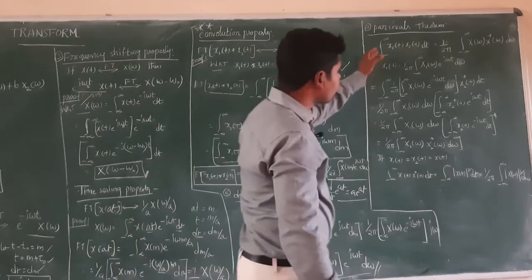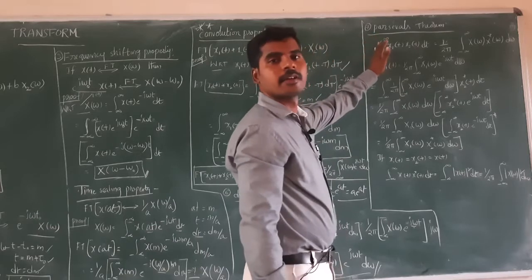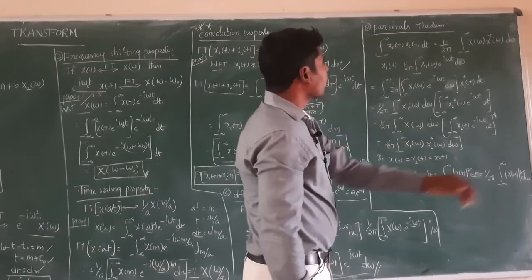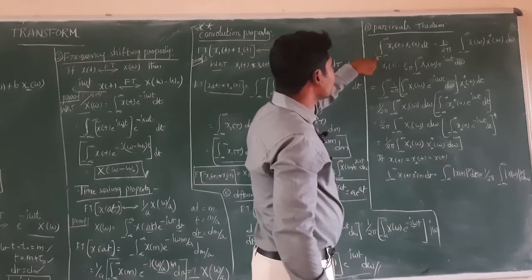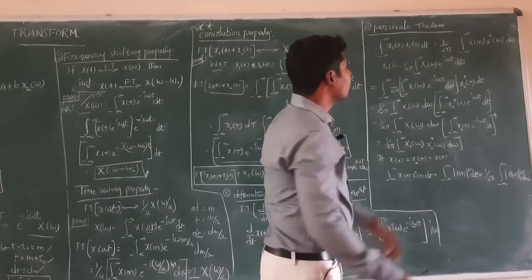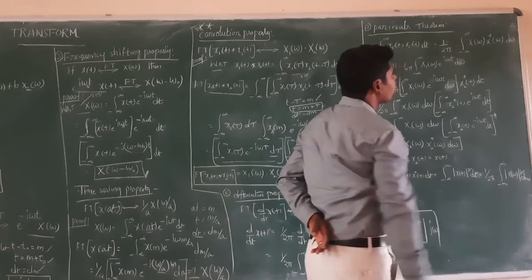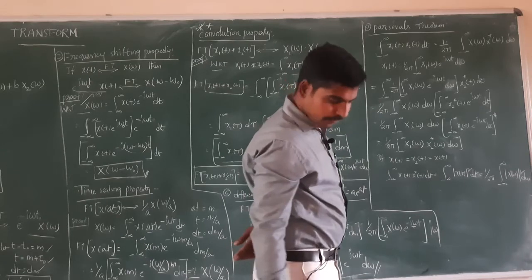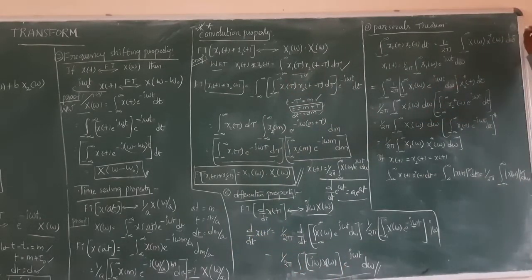Coming to the second and third most important property, that is nothing but Parseval's theorem. It is also one of the most expected questions from the Fourier transform. So let us see here: integral from minus infinity to infinity x1 of t into x2 of t into dt is equal to 1 by 2 pi integral from minus infinity to infinity X of omega into X conjugate of omega. So that is the statement.